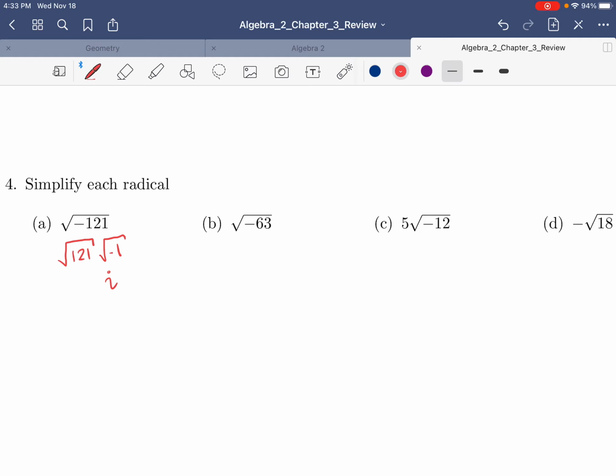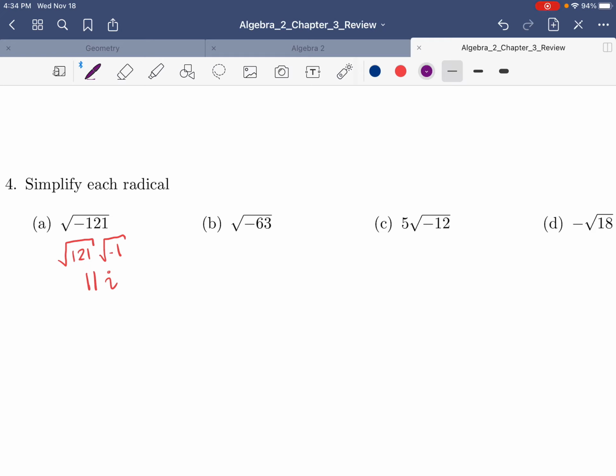And then we simplify the square root of 121, which is 11. So our answer is 11i. Or you could just say our answer is a complex or an imaginary 11, right? Which sounds weird to say, but that's the way it simplifies. All right, let's try this again. Question B, square root of negative 63.